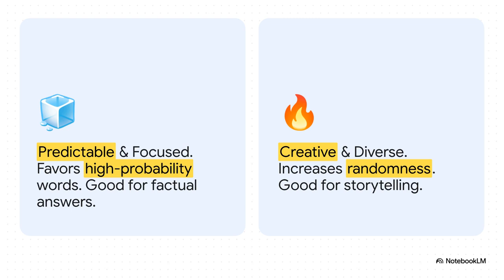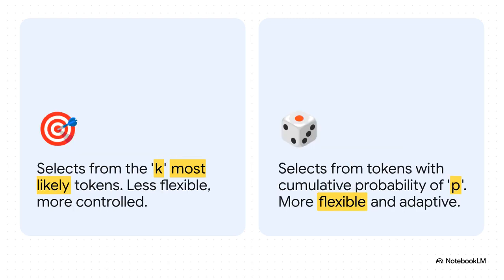But when you crank the temperature up, you're dialing up the randomness. The model starts taking more risks, picking less obvious words. This leads to more creative, diverse, and sometimes really surprising results, which is exactly what you want for brainstorming or storytelling.